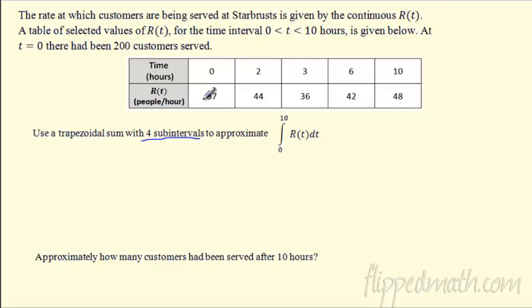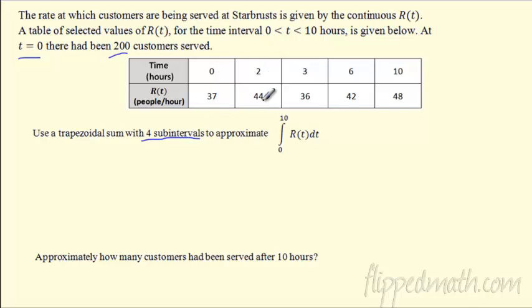So there's my function. And I've got a table of selected values over 10 hours. This is something new here. At t equals 0, I've already served 200 customers. So then, for some weird reason, I start my clock and say, okay, at time 0, I'm serving 37 people per hour.